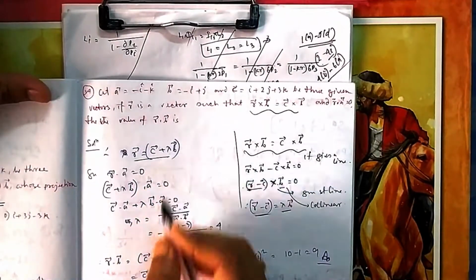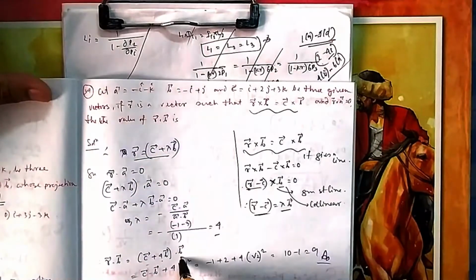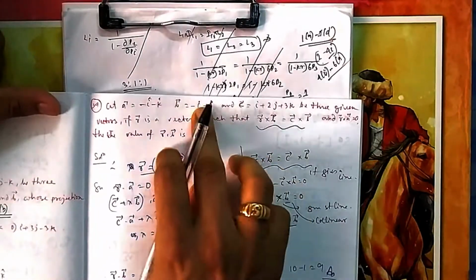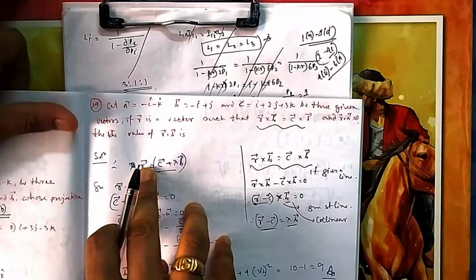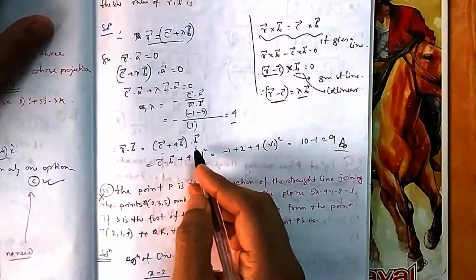R is C plus lambda B, that is C plus 4B. That should be dotted with B. Dotted with B, you can calculate what should be the value of R. If you put the value of C, B, everything here, you can calculate R, then you take the dot. Or no need, you can directly dot it with this expression.